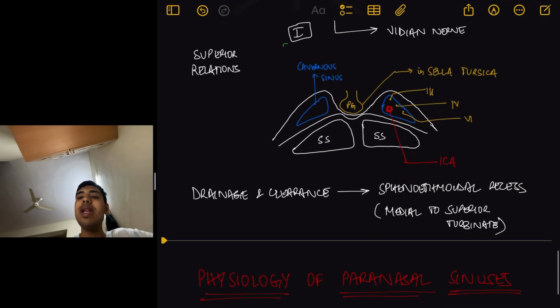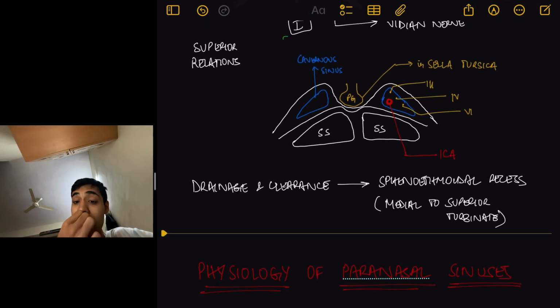Then let's come to the superior relations. See here, you have the two sphenoid sinuses. Superiorly you have the sella turcica, a depression in the ethmoid bone, a cavity in the ethmoid bone, a cavity in the sphenoid bone, my bad, which contains the pituitary gland.